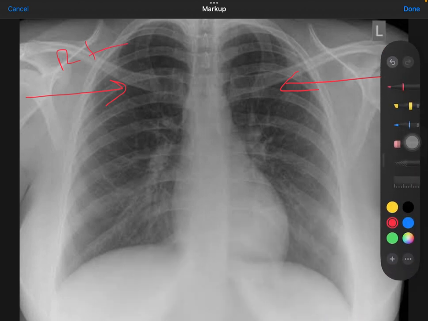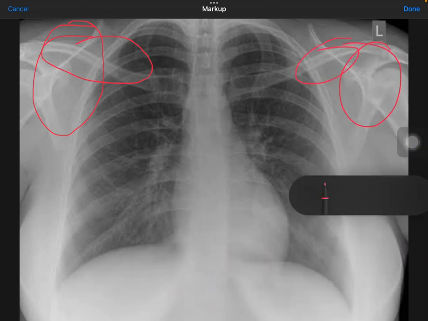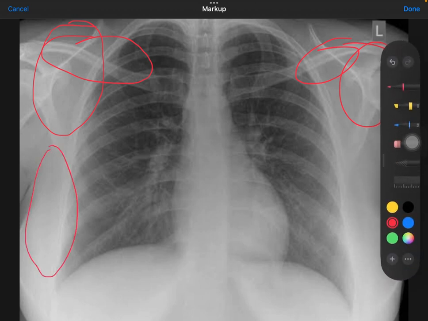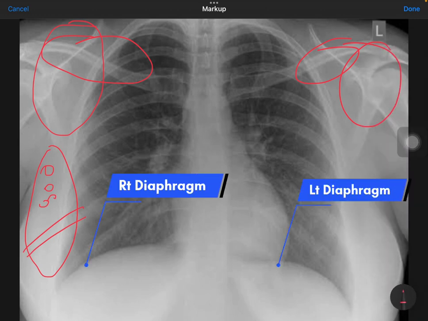We do this because we want to see some important structures like the scapula and the clavicle. Here also the scapula and the clavicle. Then we see the subcutaneous tissue, because if a patient has a chest tube in situ or has trauma, there will be air gas shadows seen under the soft tissue. There we can see the patient is having subcutaneous emphysema. This is very important, so most of the time we miss this part.